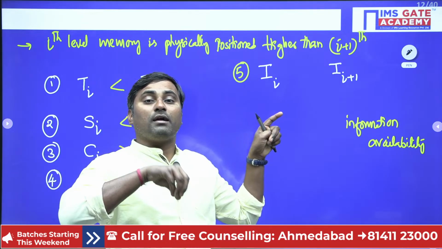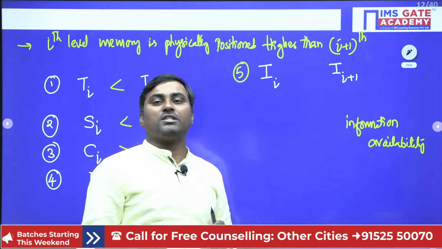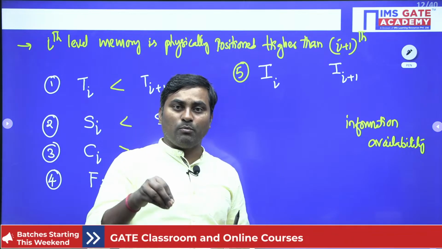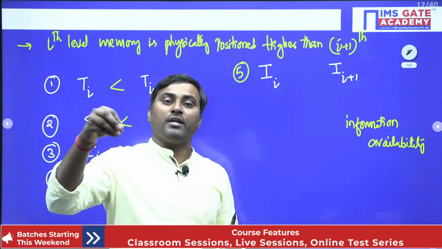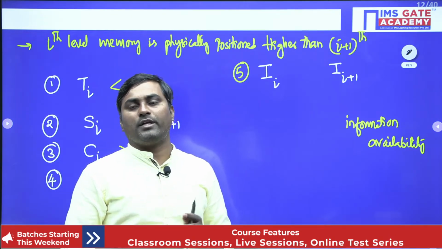Information available at cache memory is dash of information available at main memory. Understand it the other way: information available at main memory is dash of information availability at secondary memory. What relation should I write? Should I write less than or equal to? What should I write?